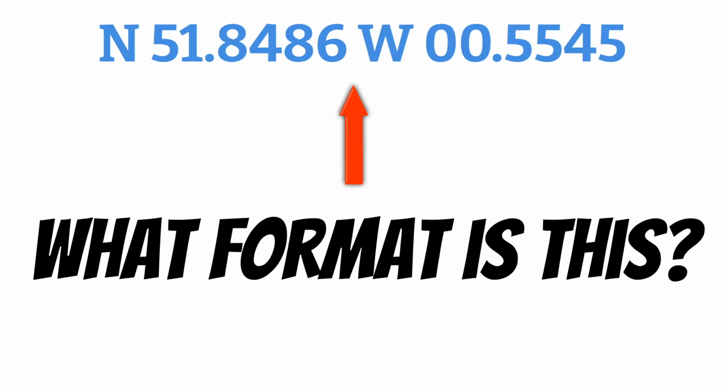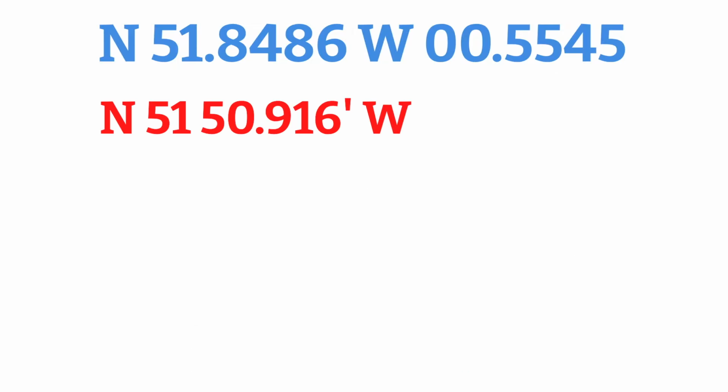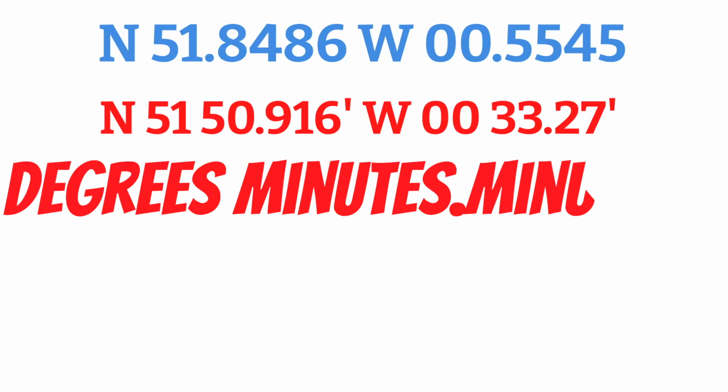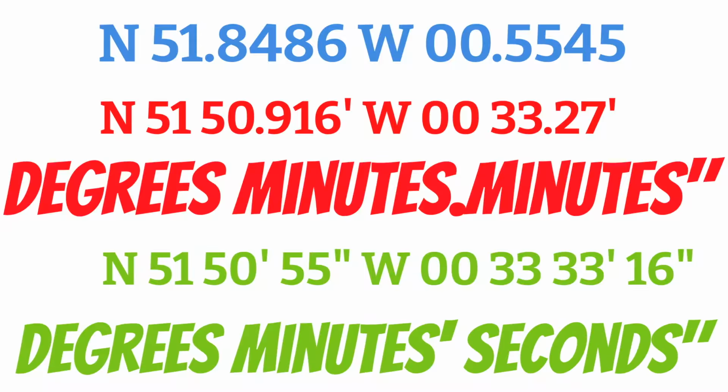This particular format is decimal degrees, which means that these numbers right after the main degree coordinates are a percentage of a degree. But you could see them like this, where the coordinates are in degrees, minutes, and a percentage of minutes, or like this, where they're in degrees, minutes, and seconds. I'm not going to explain all these, but I'll just show you the basics really quick.